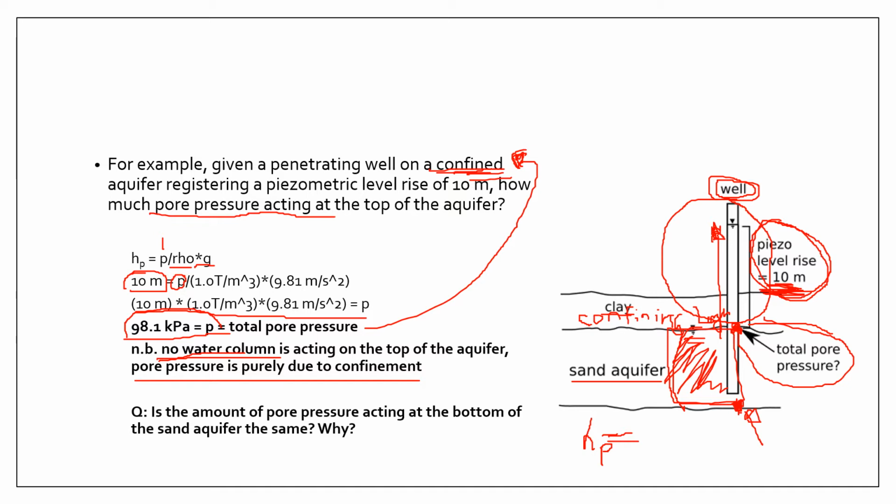So the pore pressure acting at a given point will depend on where the point is situated. For this question, is the amount of pore pressure acting at the bottom of the sand aquifer the same? It's a big no, because at this point you have additional pressure acting due to the overlying column of water, aside from the pressure due to confinement.